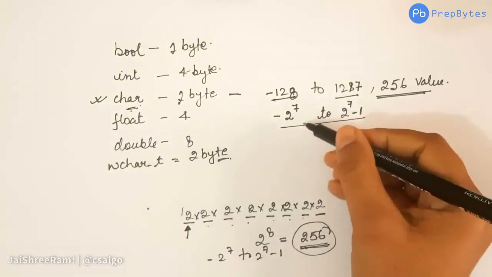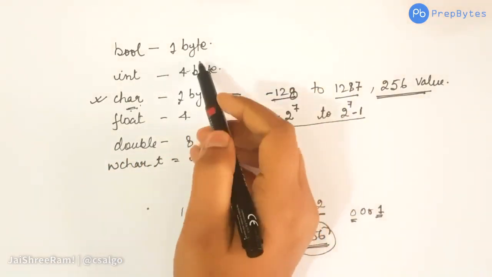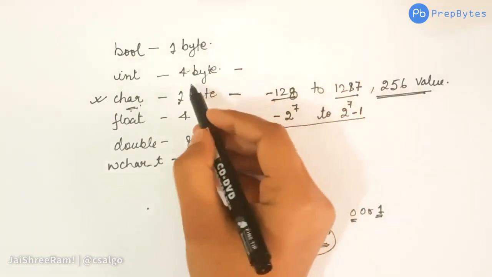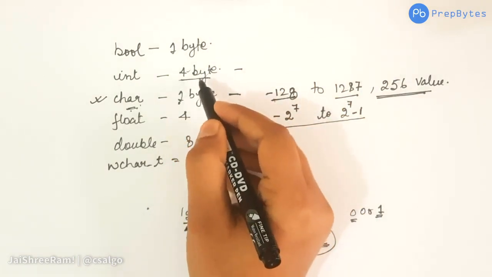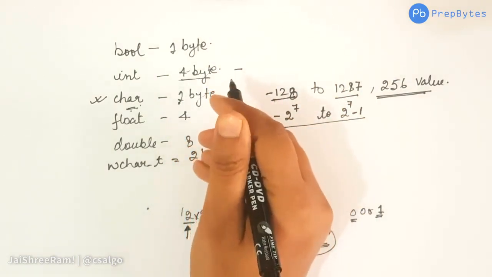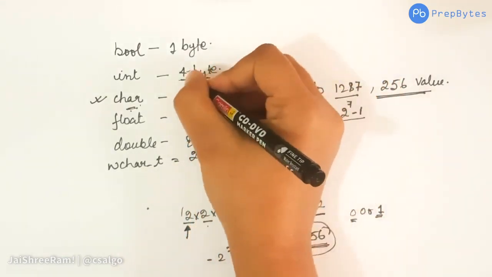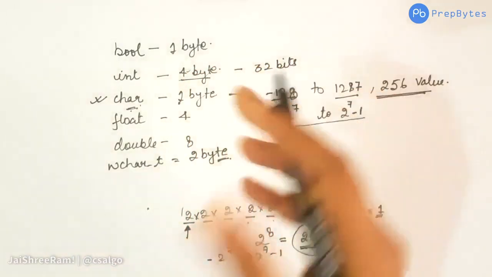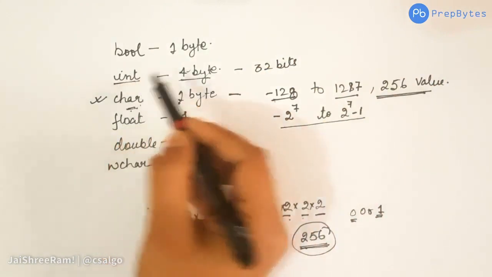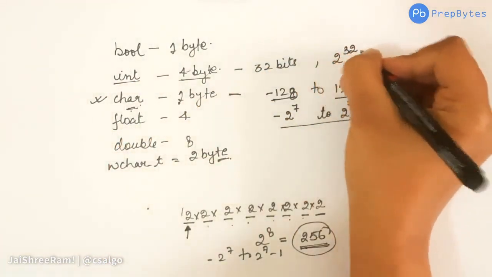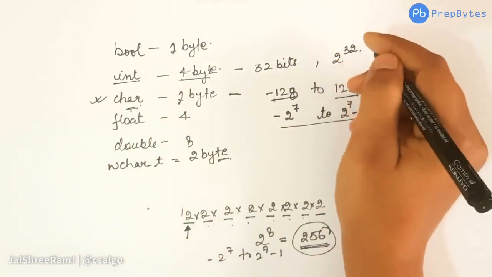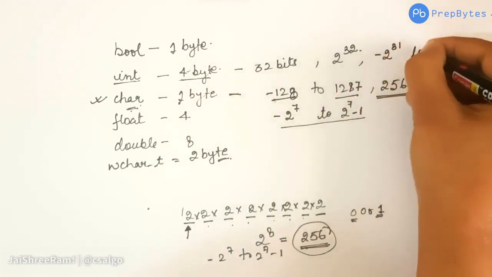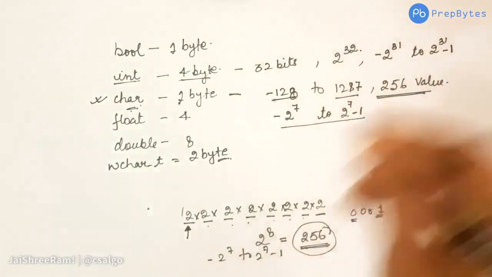Now, similar is the case with other numbers. In Boolean, we know that we have only two values, true and false. In case of integer, let's say integer is of 4 bytes, and considering that integer can have positive as well as negative values, if we convert this 4 bytes into bits, we get 32 bits. So the total number of values an integer can accommodate is 2 to the power 32. This is the total number of values. And if I talk about the range of values, the range will go from minus 2 to the power 31 to 2 to the power 31 minus 1.